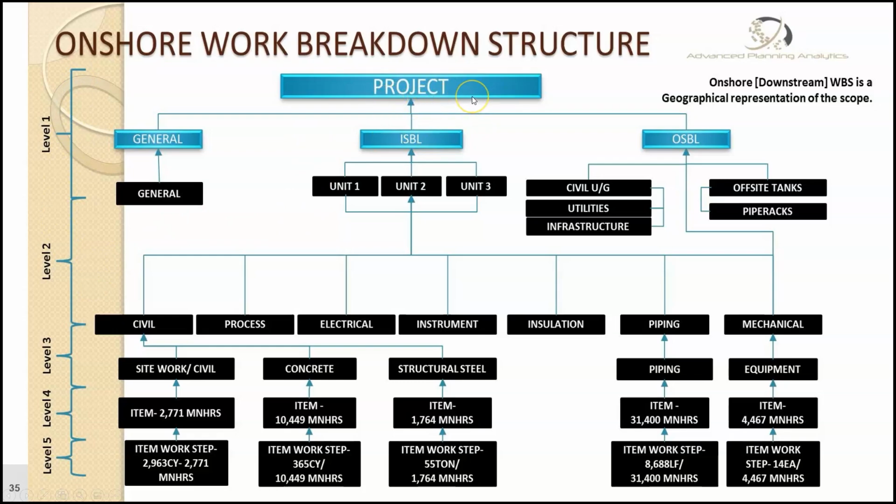You have your project at the very highest. Then you have ISBL, and then the OSBL. And beneath that, you could have units 1, 2, and 3. And then the OSBL, you could have utilities, the infrastructure, the pipe racks, etc. And then you have the disciplines across all units. Beneath that, you'll have the type of work, and beneath that, the items. And then these items are broken out into steps.